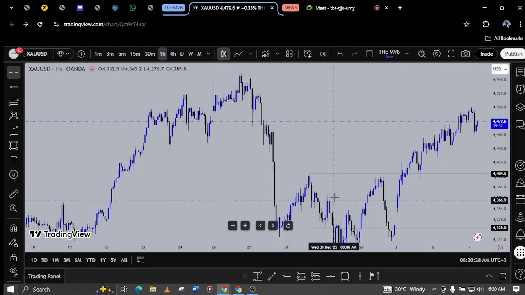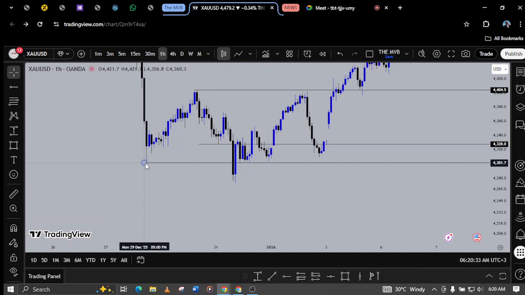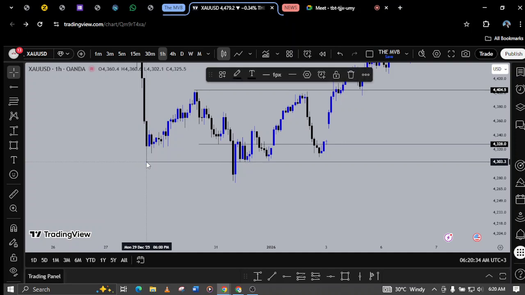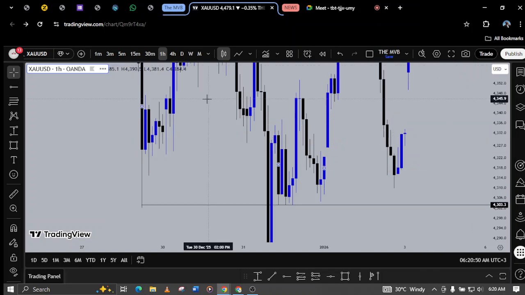That's why I marked this point here, and so on and so on. Find the longest wick, mark that. For example, in this minor here, this is the perfect example. In this minor here, you see the price, I marked this point as my breakout point.